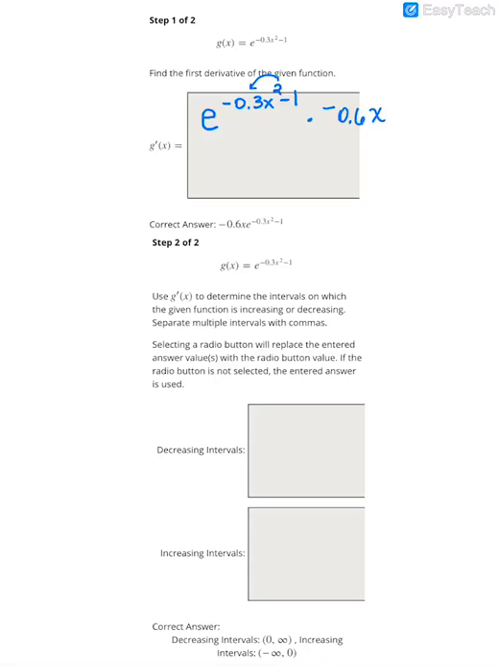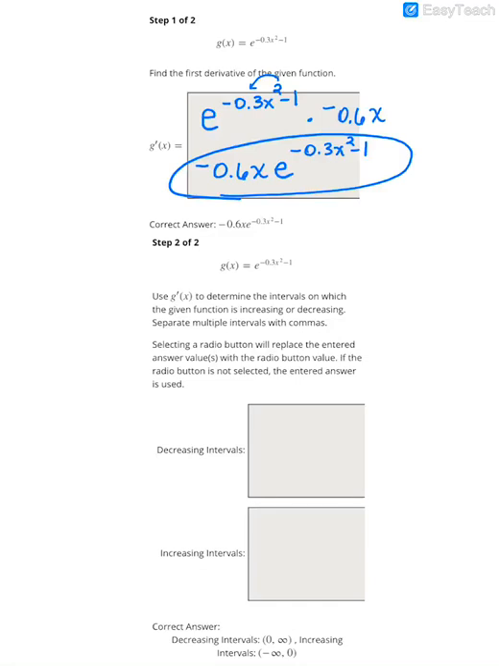So my final answer, typically what they'll do is they'll pull any numbers up front. So I have a negative 0.6. Go ahead and pull the x up front with it, and then times that e to the original power. So e to the negative 0.3x squared minus 1. So this would be my first derivative.